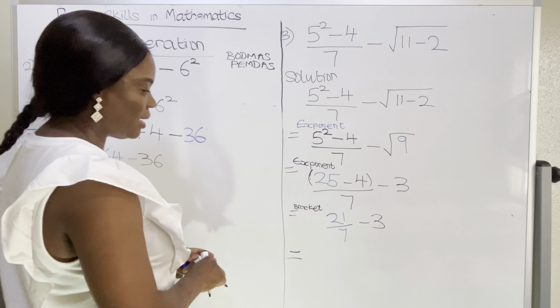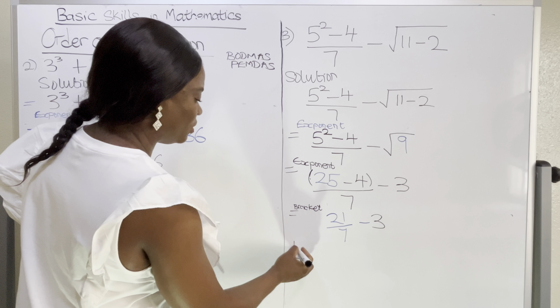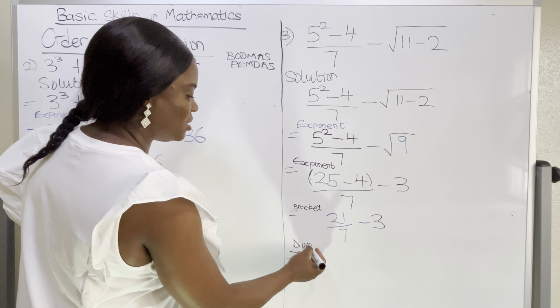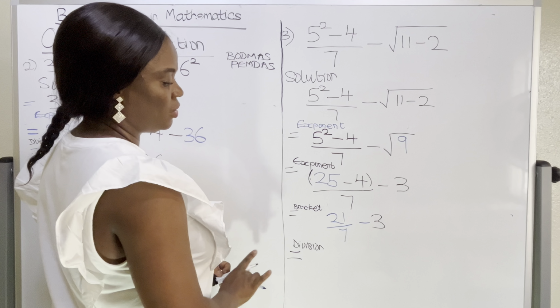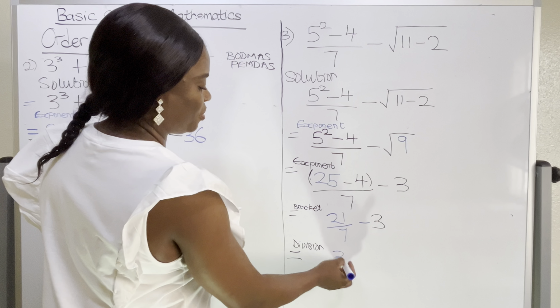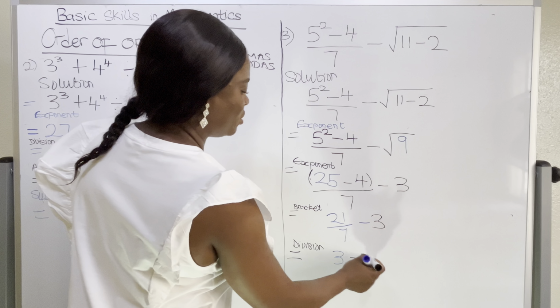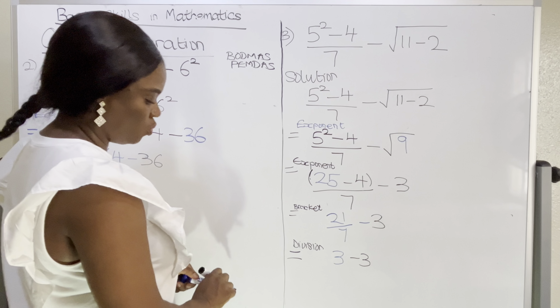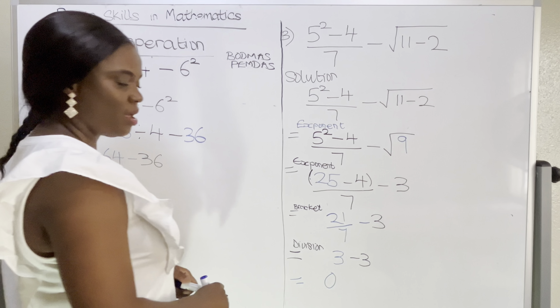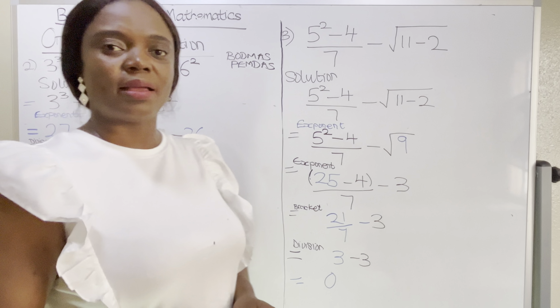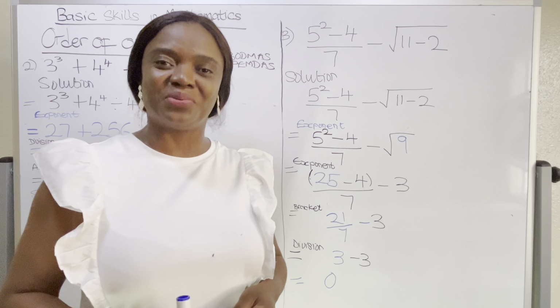Now I can have my division. 21 over 7 will give me 3 minus 3, which will give us our final answer to be 0. I believe mathematics is simple.